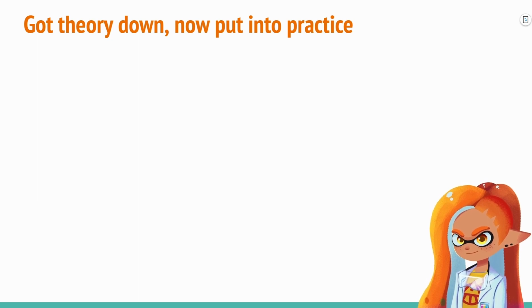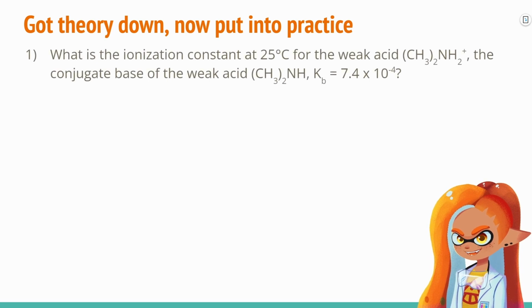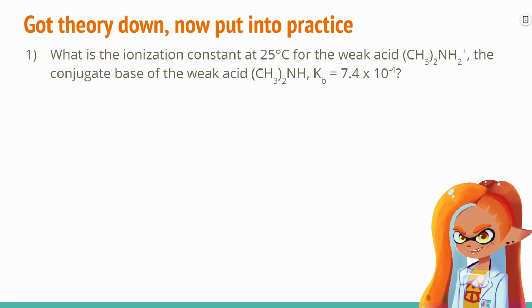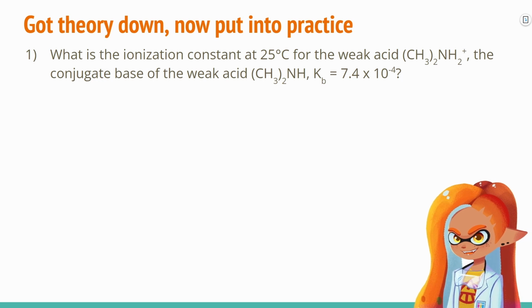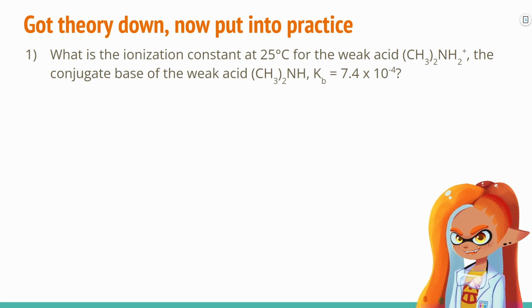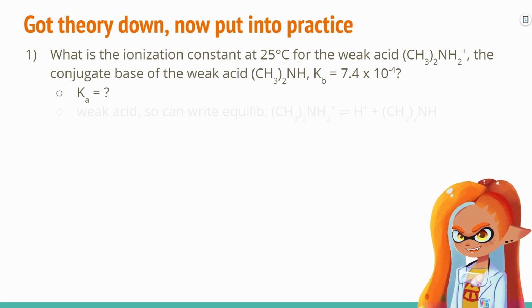Okay, so now we can put the things we learned to practice. So here is a practice problem. And so we're at room temp. We have a weak acid, we have a conjugate base, and we have a Kb value. And so ionization constant, how do we do that? So pretty much we're just trying to get the Ka, because we're talking about a weak acid. We know information of the conjugate base, so we can derive some stuff from that information.